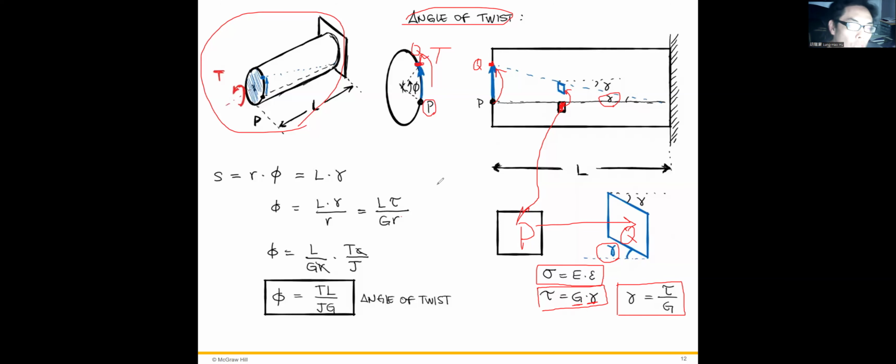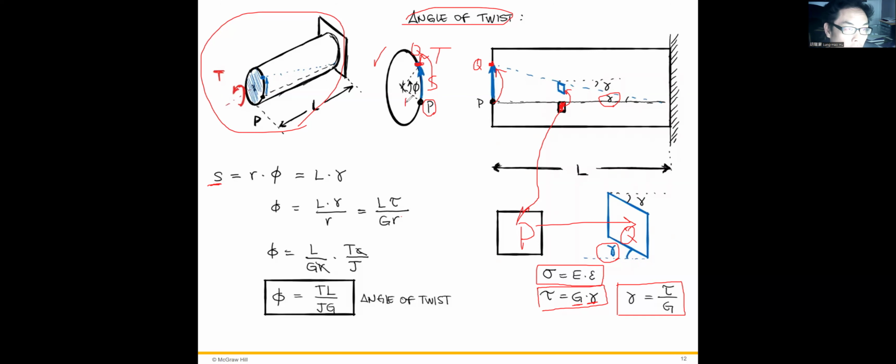So let's go back to look at the cross section. Previously, we just looked at the side view. Now we look at the cross section, the front view from this figure. So S is the distance that the point moved from point P to point Q.